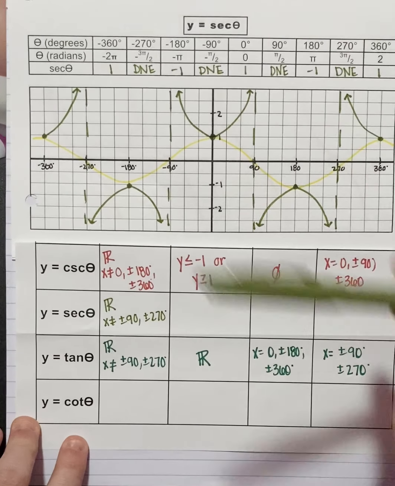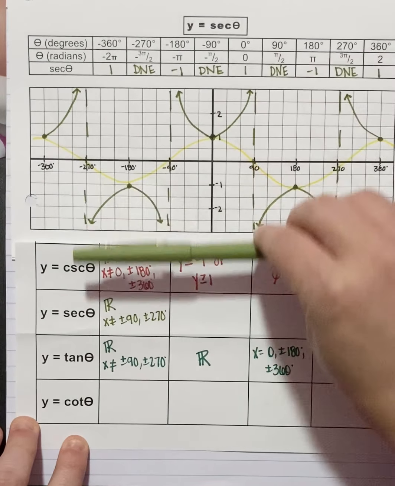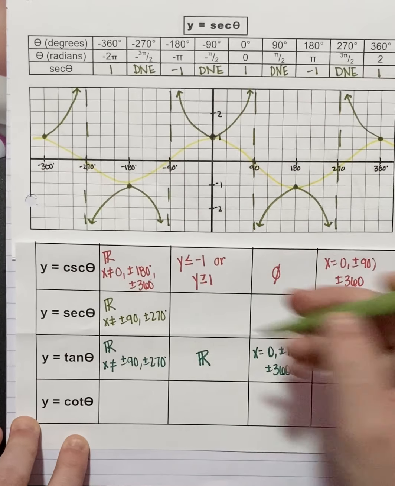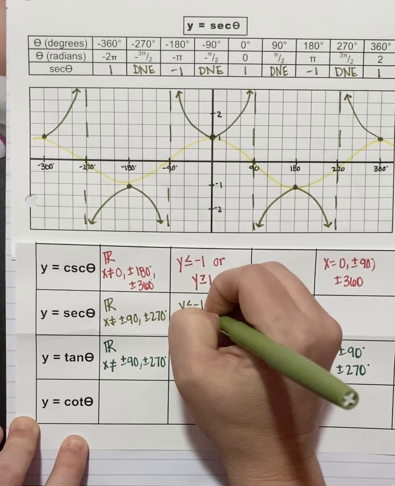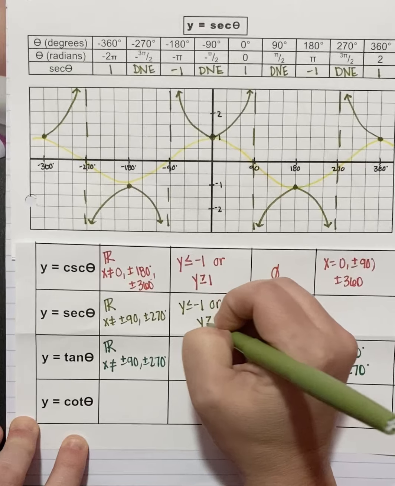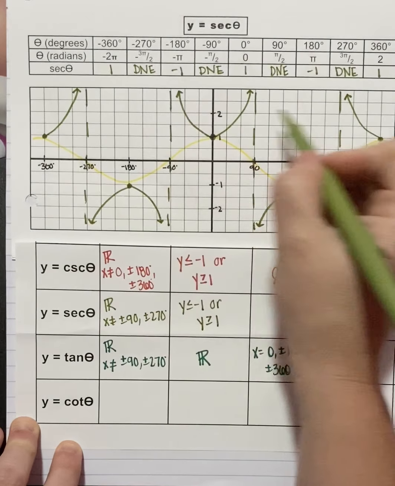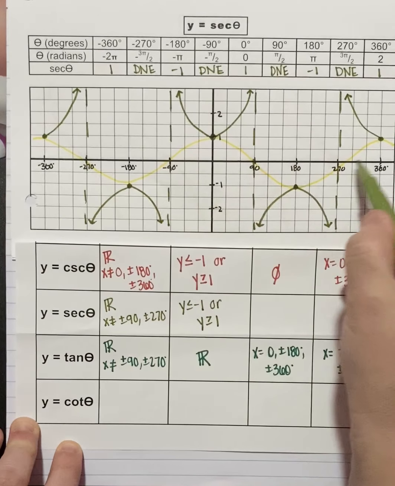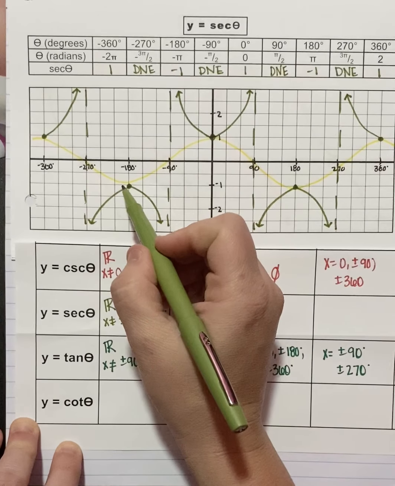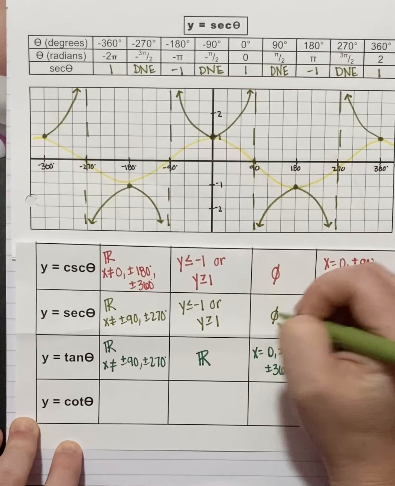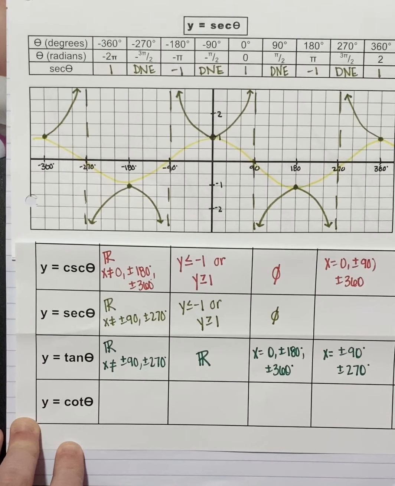All right, look at the range. It's very similar to cosecant. 1 going up, -1 going down. We got a gap in between here. So it's exactly the same thing. Y is less than or equal to -1, or y is greater than or equal to +1. All right, zeros. This green graph, which is secant, never crosses the x-axis. The cosine function does, but the secant function does not. So it has no zeros.